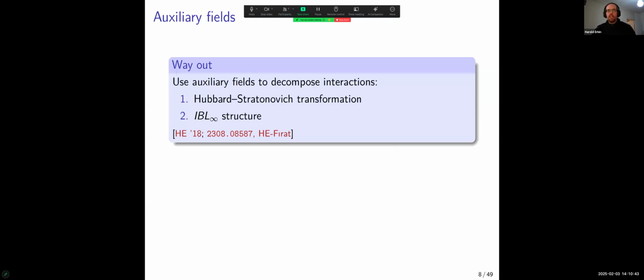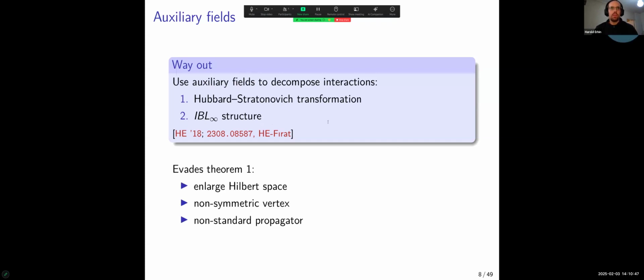Why does the auxiliary field help to address this problem, and why can we evade the first theorem? The first point is that we enlarge the Hilbert space by having more fields. Because in the two theorems, what we don't say in the assumptions is what the Hilbert space is. And the Hilbert space for the two theorems doesn't need to be the same. So it means that in one case, you can have more structure.